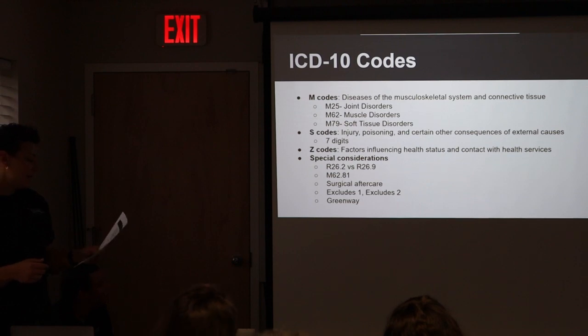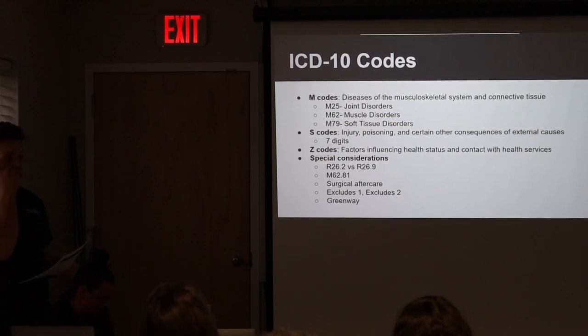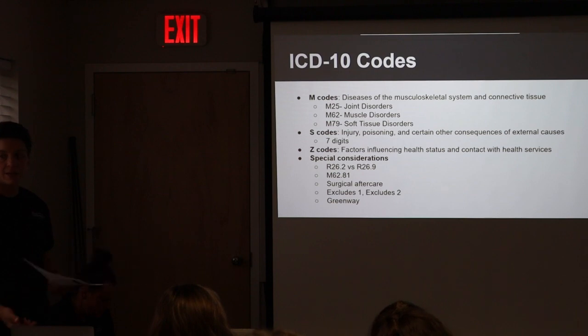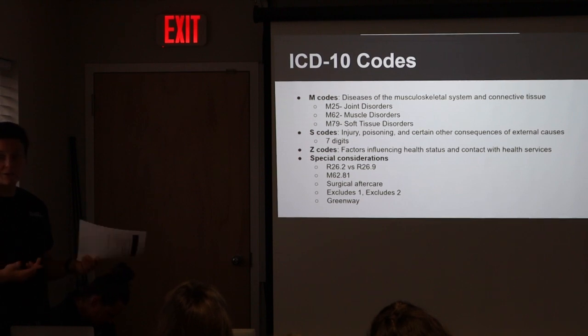Then M79 is going to be your soft tissue disorders. This is going to be muscle types of pain or pain in the limb. So if you have a calf strain, it's not really knee pain, it's not ankle pain, you can use M79. And that's going to be M79.6. And then 7 is lower leg, and 1 or 2 is right or left.